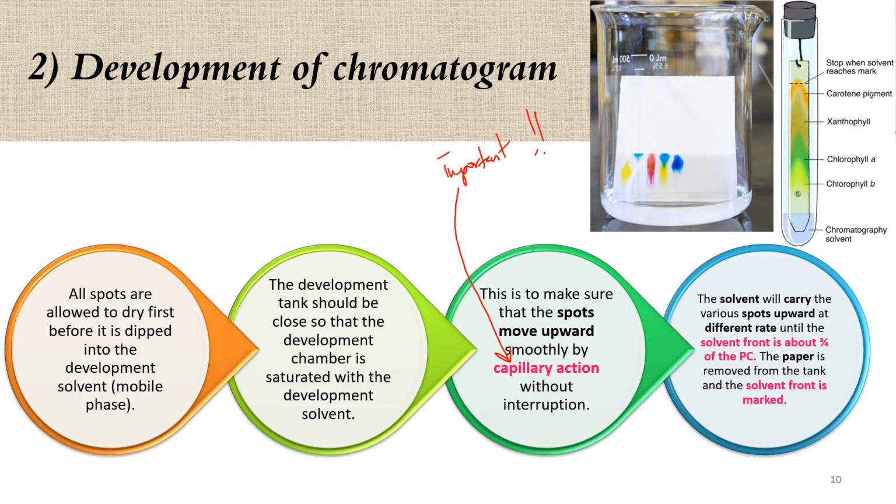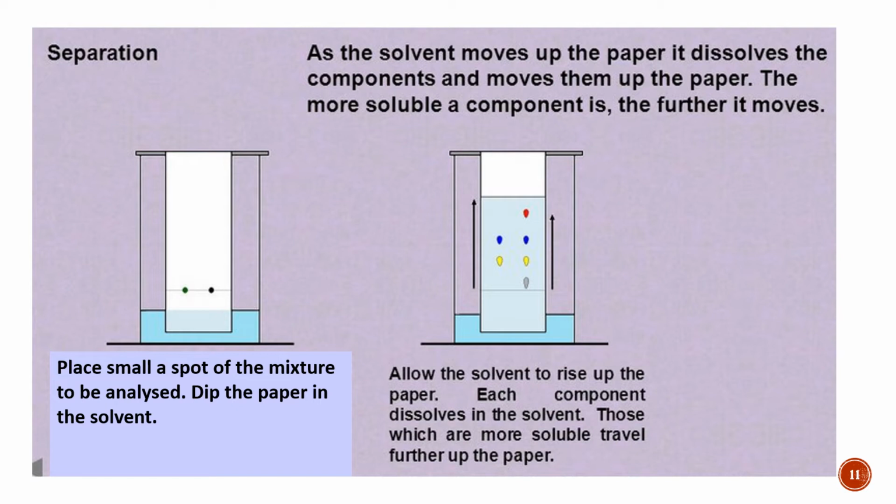Okay, and then the solvent will carry the various spots upward at different rates until the solvent front is about 3/4 of the PC. The paper is removed from the tank and the solvent front is marked. So you have to wait, and then when you have marked it, you have to let it dry completely, then you can proceed to the next stage to do the calculation. Okay, this is the separation that happens.